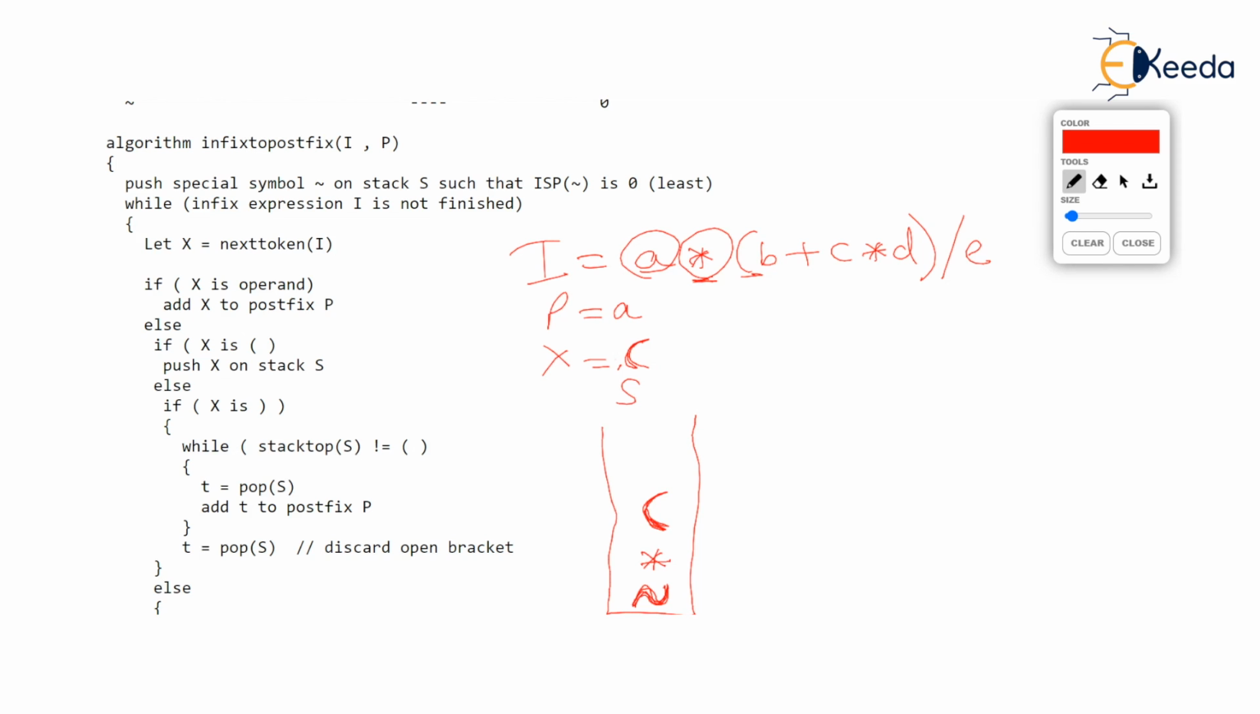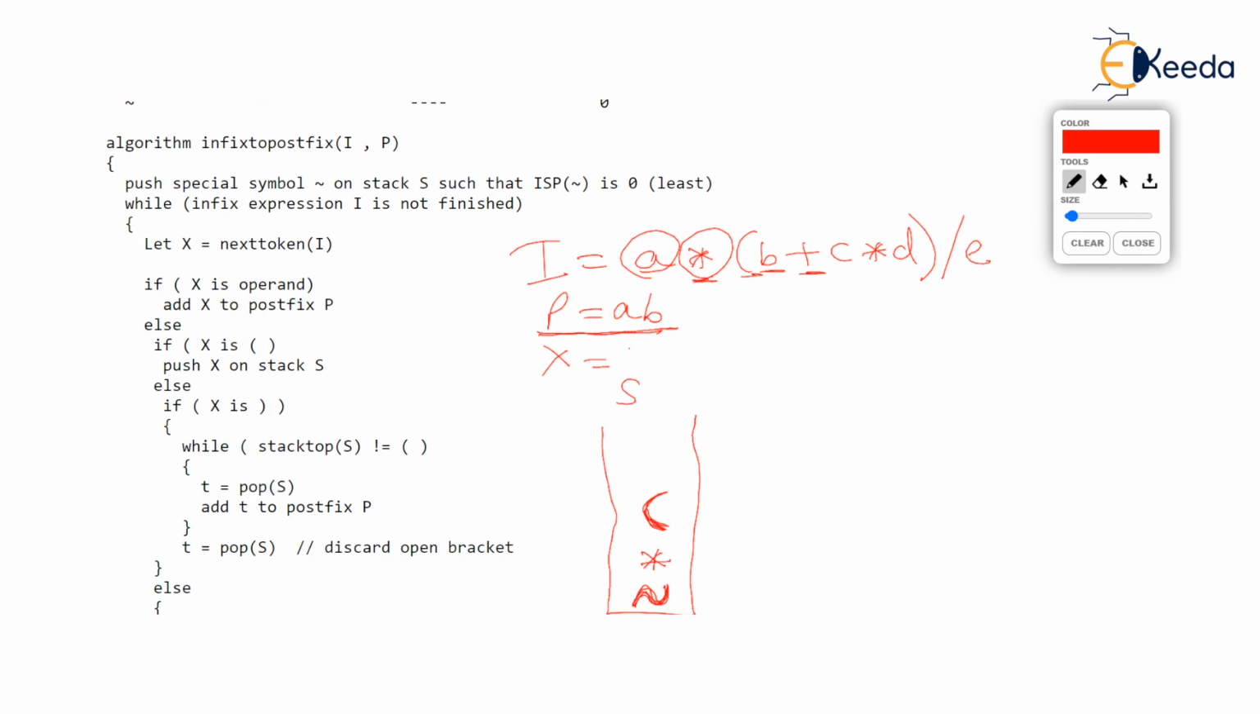Now the next symbol that we will get after open bracket is B. It is so easy. B is just an operand. So we'll simply add B to the postfix. Check the postfix. It is AB now. Now after B, the next token that we get is plus. So what are you going to do with plus? Plus is an operator.